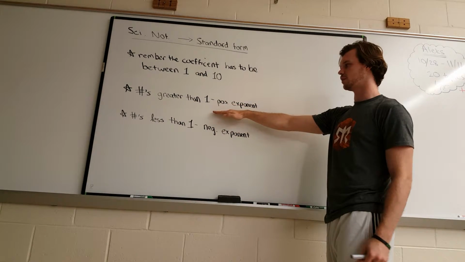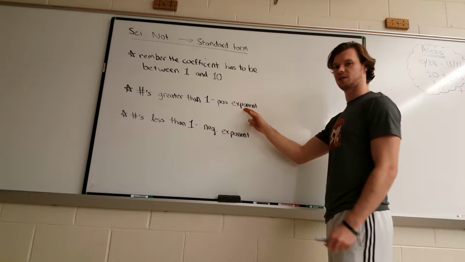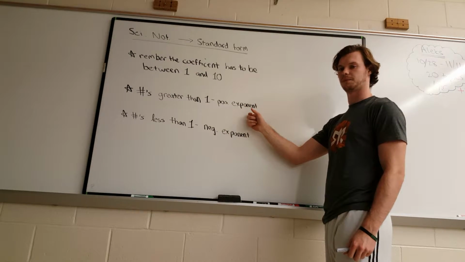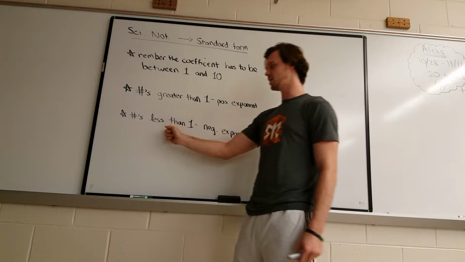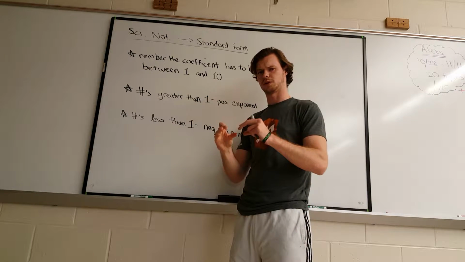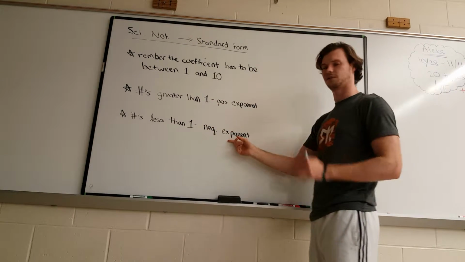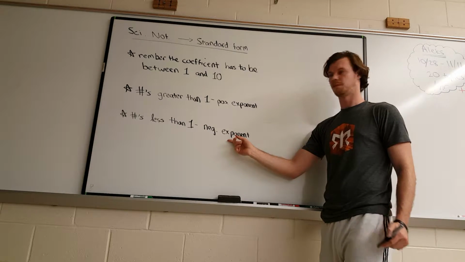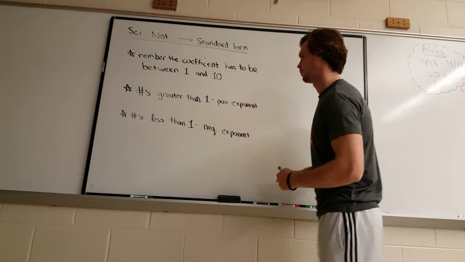Second thing, if your number is greater than 1, your number in scientific notation is going to have a positive exponent. But if your number is less than 1 to start off with, like if you have a small decimal, then you're going to have a negative exponent in your scientific notation answer. So let's just try a couple examples.